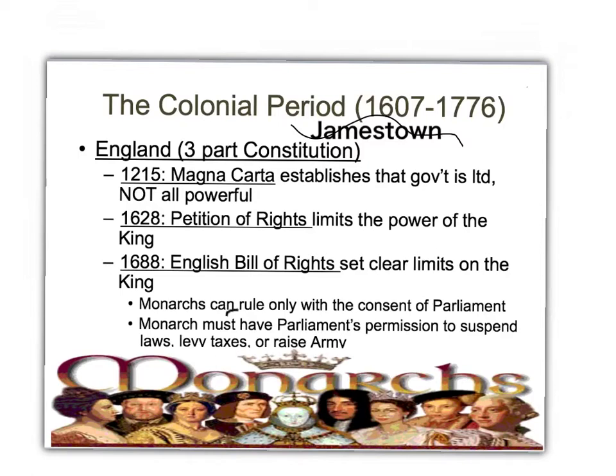The English Constitution was further added to in 1628 and 1688, which established the clear limits and rights of the citizens versus the king versus Parliament, which is the legislative body of England. So in the American colonial period, this representative assembly that Jamestown established, and that set a precedent for the colonies, has a very solid foundation in English government history.